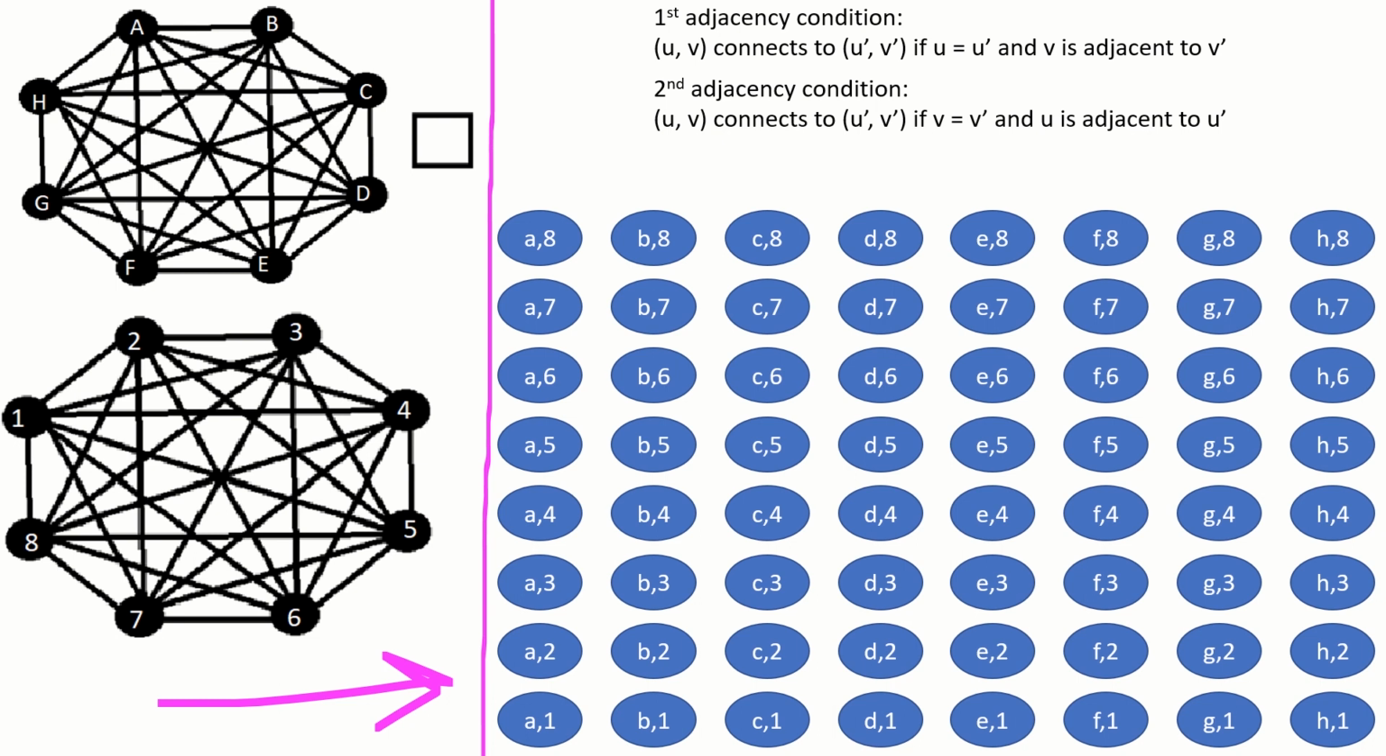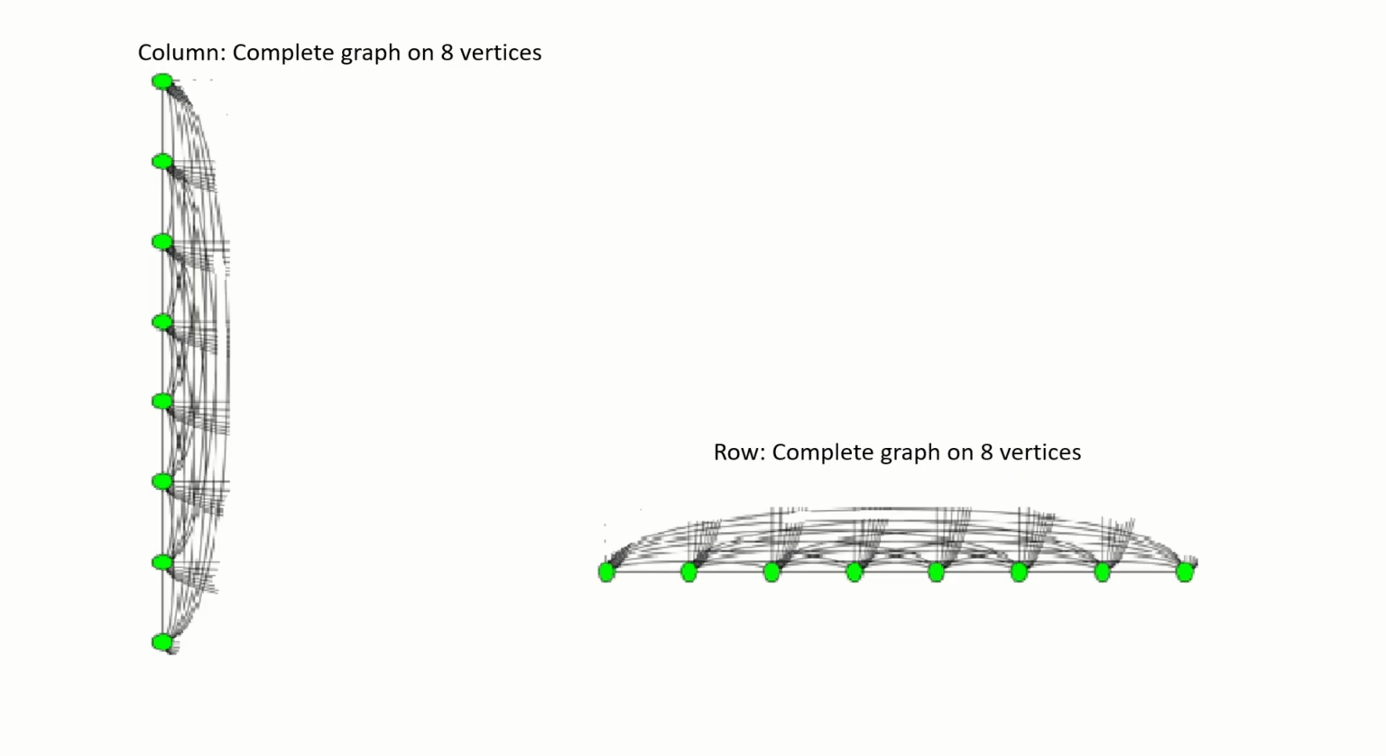According to the second adjacency condition for Cartesian products of graphs, 2 vertices in the Cartesian product are connected if their second entry in the ordered pair, or in this case their number, represents the same vertex in the second graph, and their left entries in the ordered pair, in this case their letter, are adjacent vertices in the first graph. In this case, all letters or vertices in the first graph are adjacent, which means that all Cartesian product vertices with the same number and different letter will connect to each other. This means that each row is also a complete graph on 8 vertices.